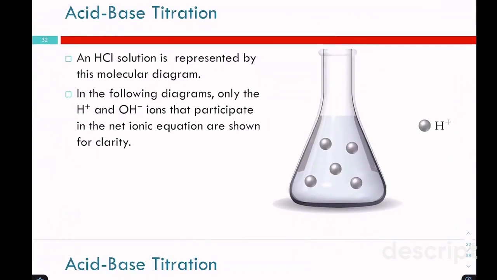So here we have an HCl solution represented by a molecular diagram. We've just got hydrogens, because we don't really care about the chloride ions, we just care about the hydrogen ions. So only the H plus and OH minus are going to be shown. So here we've got what we can clearly see as 5 hydrogen ions. But obviously in the lab, right, you can't see the ions. So you're not going to know how many there are.